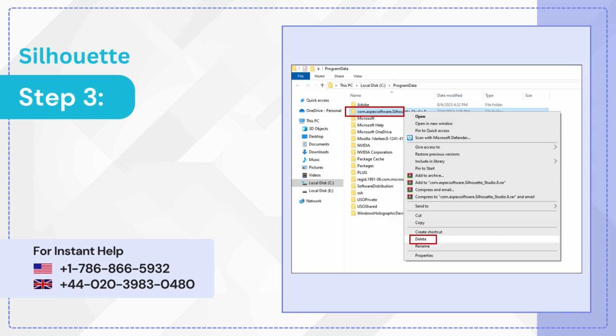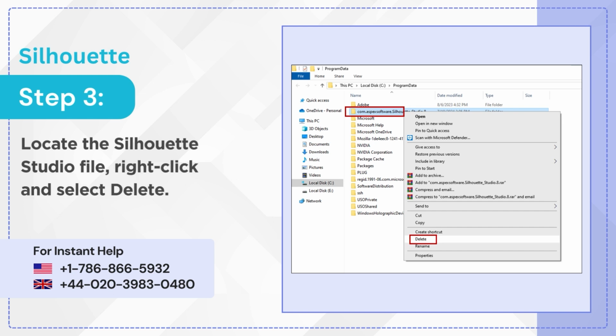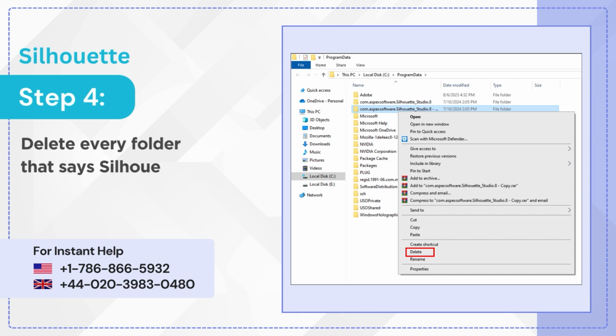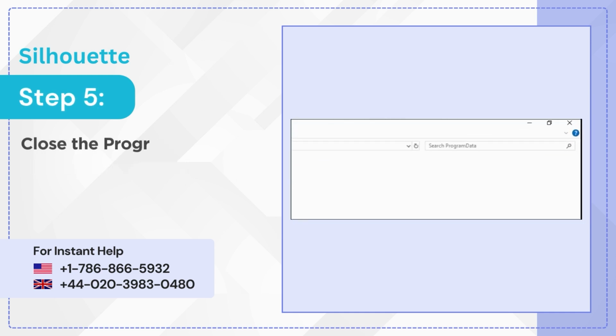Step 3. Locate the Silhouette Studio file, right-click and select Delete. Step 4. Delete every folder that says Silhouette. Step 5. Close the Program Data file window.